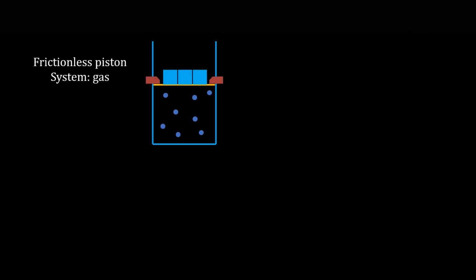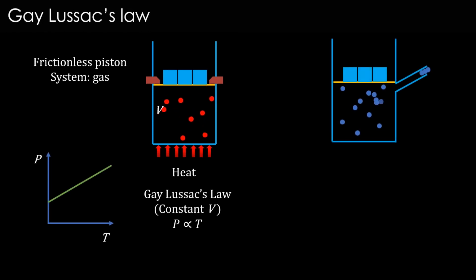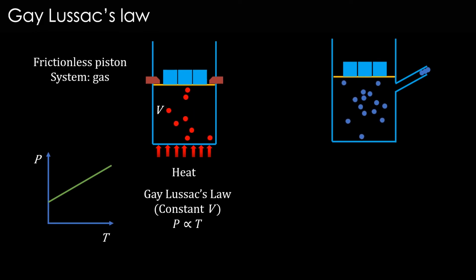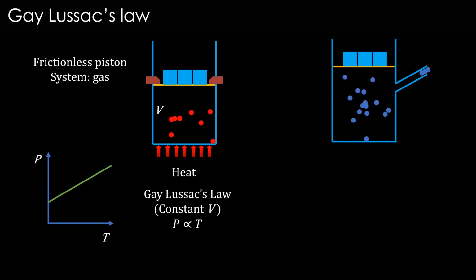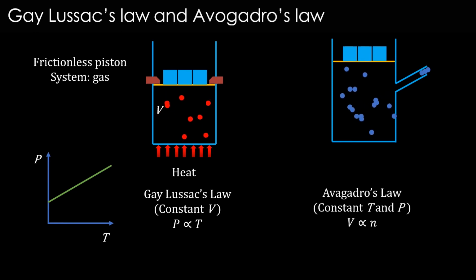Consider this case. Some stoppers are in place so the volume cannot increase. With heat supply, the pressure increases. It is Gay-Lussac's law. At constant volume, pressure is proportional to temperature. In another case, pressure and temperature are maintained constant. The number of moles is increased, so the volume increases. The Avogadro law is at constant pressure and temperature, volume is proportional to number of moles.